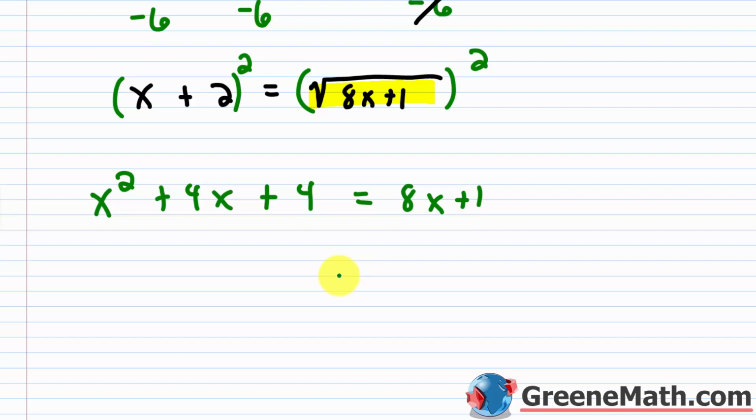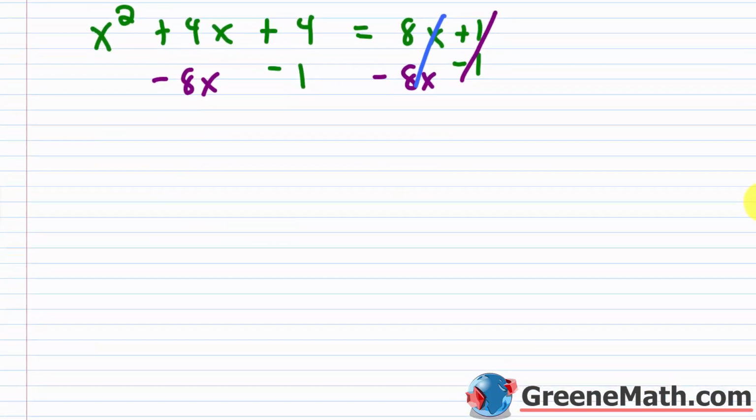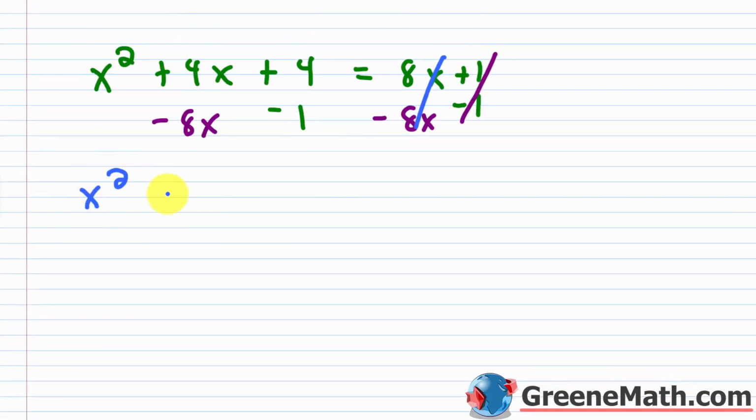Okay, so now let's clean this up. Let's subtract 1 away from each side of the equation. That's going to cancel. Let's subtract 8x away from each side of the equation. And that's going to cancel. So I'm going to have that x squared minus 4x plus 3 is equal to 0. So again, I can solve this guy with factoring, or I can solve it with the quadratic formula, whatever you want to use. Probably easier to solve it just with factoring.